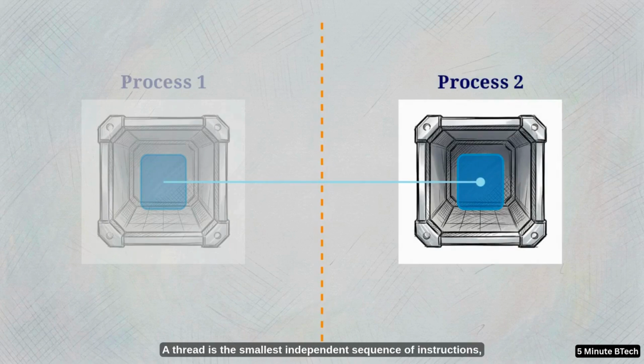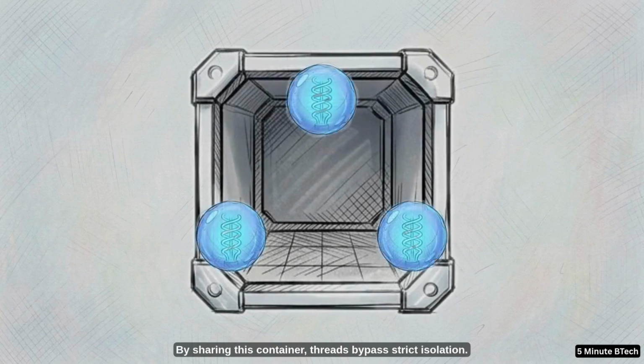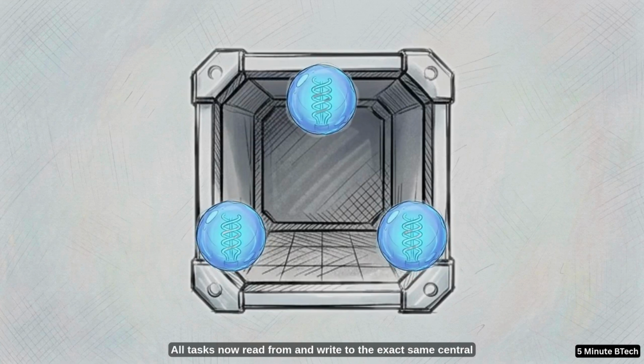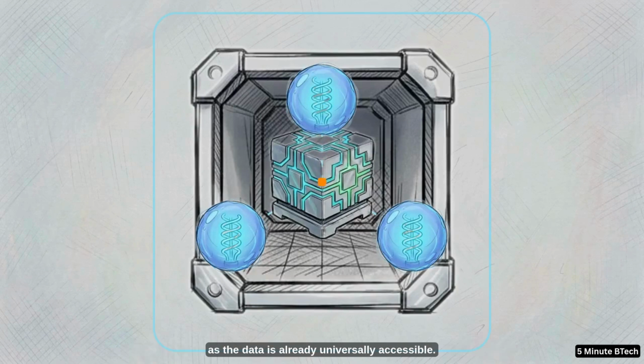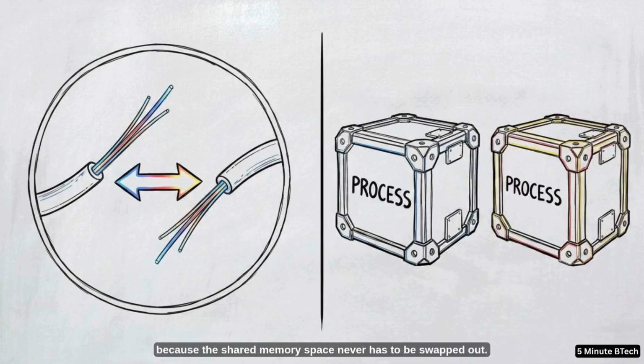A thread is the smallest independent sequence of instructions, living entirely inside the process container. By sharing this container, threads bypass strict isolation. All tasks now read from and write to the exact same central memory block. This shared architecture immediately drops the overhead. Internal communication between threads happens almost instantaneously, as the data is already universally accessible. Furthermore, a context switch between threads requires a fraction of the computational power compared to switching between processes, because the shared memory space never has to be swapped out.